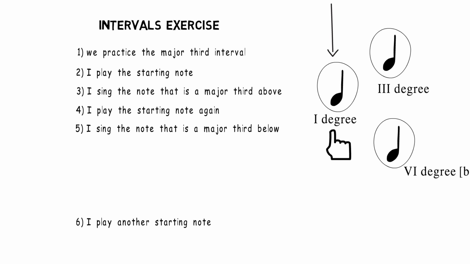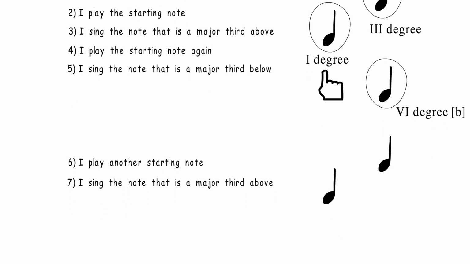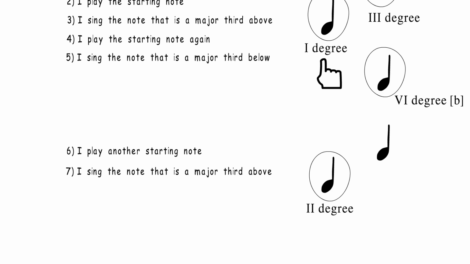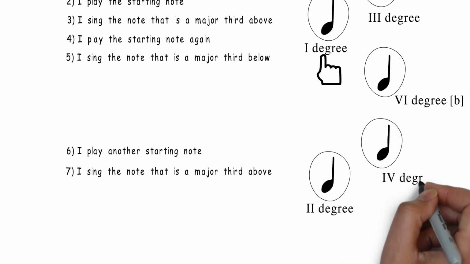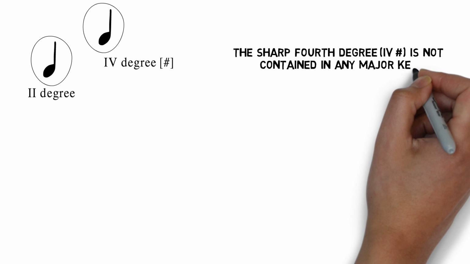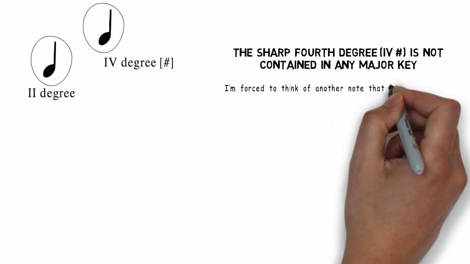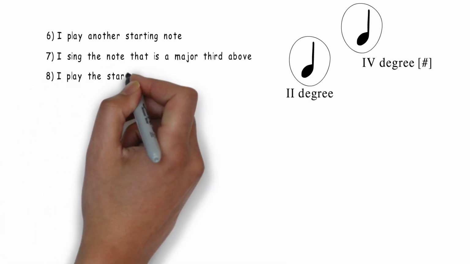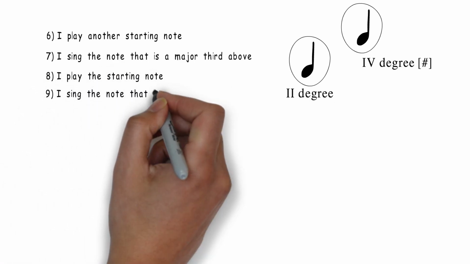I play another random note, and I sing the note that's a major third above. La. The new starting note sounds like the second degree because we identified the very first note I played at the beginning of the exercise as the first degree. The note that's a major third above the second degree is the sharp fourth degree. Here it is. Also, the sharp fourth degree doesn't belong to a major key. So my mind is forced another time to get out of key. Anyway, I repeat this interval in the descending order.